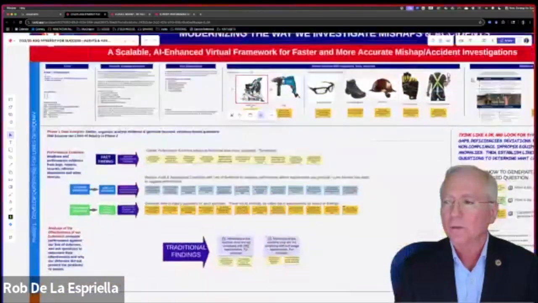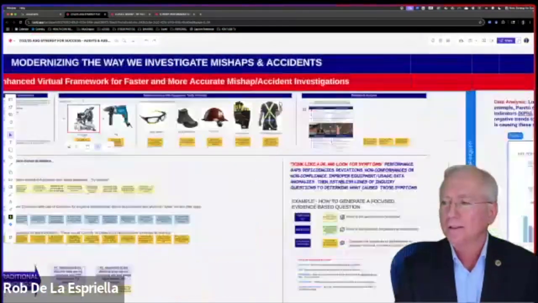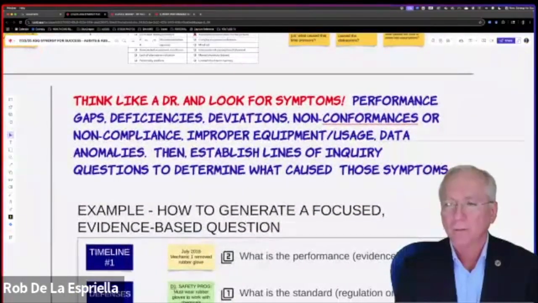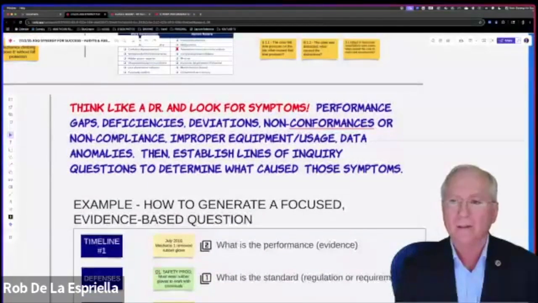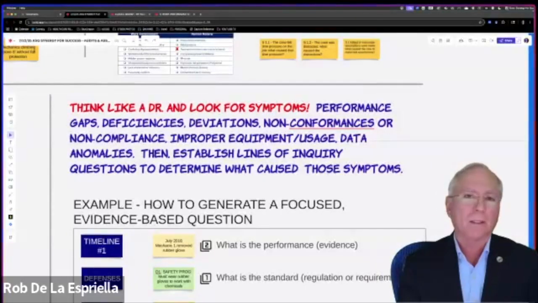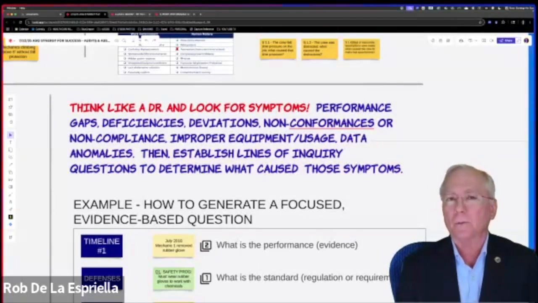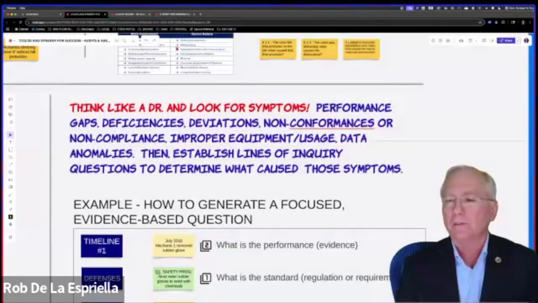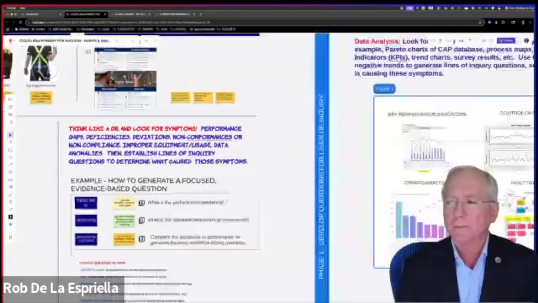So here we go. Let's first of all think like a doctor. Why don't we get used to thinking that, when we find issues, we're not just going to issue a finding on the initial problem? We're going to think like a doctor and understand that those are merely symptoms. They're symptomatic of something deeper. And what are the symptoms? Deviations, nonconformances, noncompliance with requirements. All of those are mere symptoms of something deeper. Why don't we dig a little deeper before we write the finding? So that's part of the premise here.